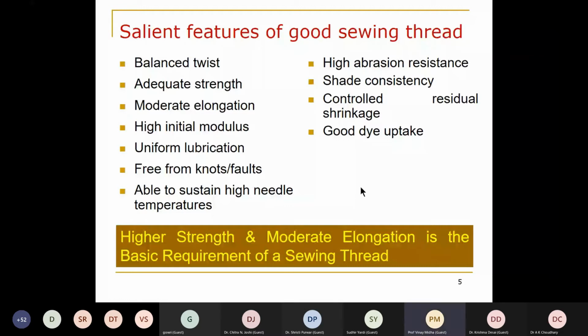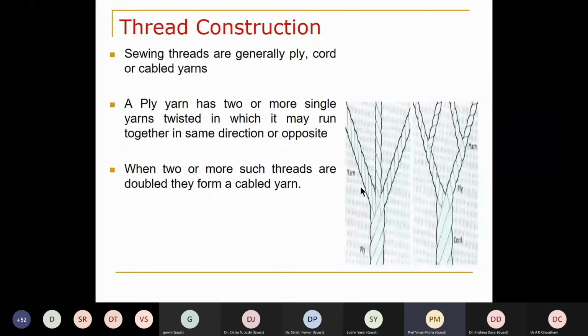Then coming to the construction, sewing threads are generally ply, cord or cabled yarns. This slide shows the ply and the cords also. The ply yarn has two or more single yarns twisted together. Here you can see that they are twisted together, and they may run in the same direction or in the opposite direction also. And when these two plies are doubled and twisted together, then we say it is the cabled yarn.